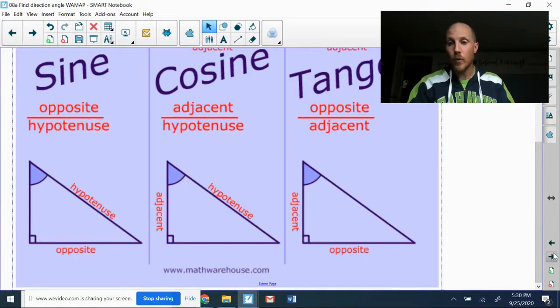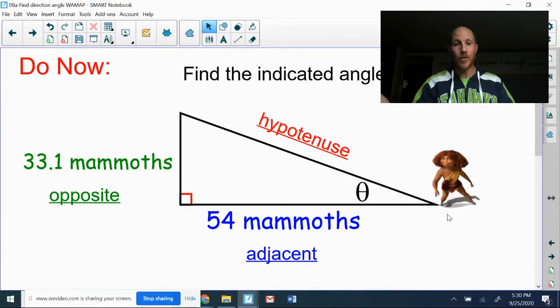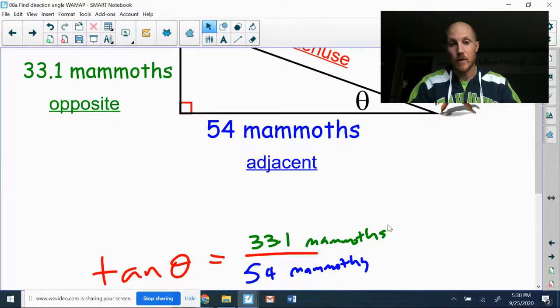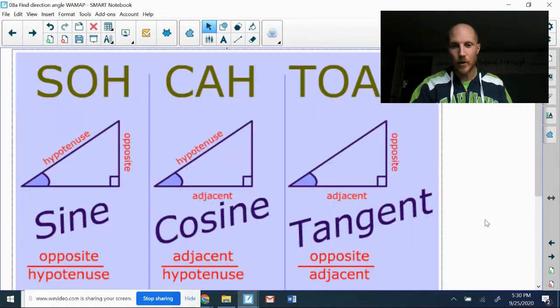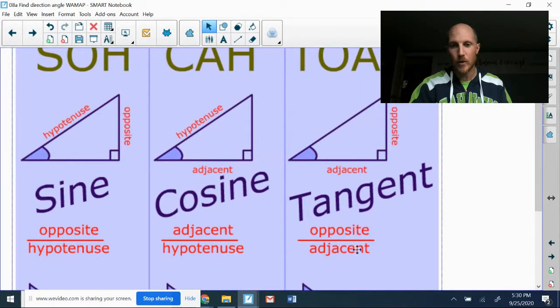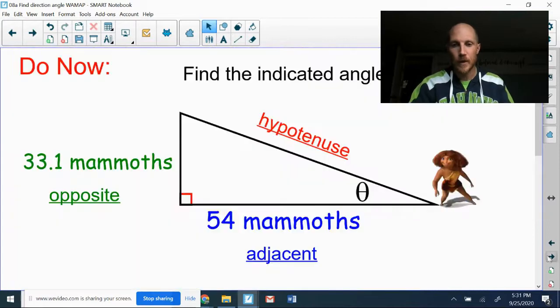Okay, so we've got tangent, right? Based on where Eep is standing, adjacent, opposite. So I could set up a trig ratio and solve to find theta. So I dropped opposite on the top, adjacent on the bottom, tangent. The tangent ratio is opposite on the top, adjacent on the bottom. I don't think I pointed that out over here, but here's the ratio right there. Tangent is a name given to this ratio. It's the ratio of the opposite side to the adjacent side.